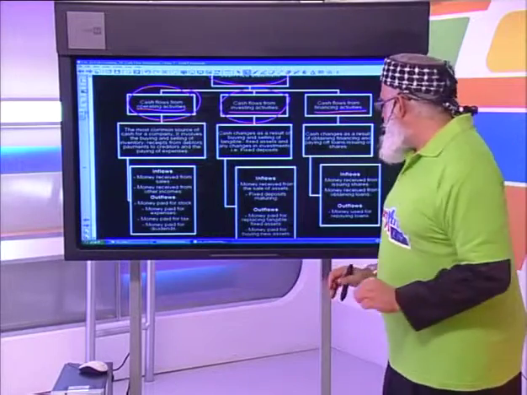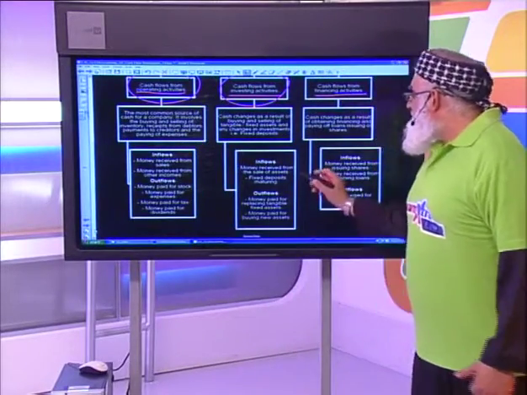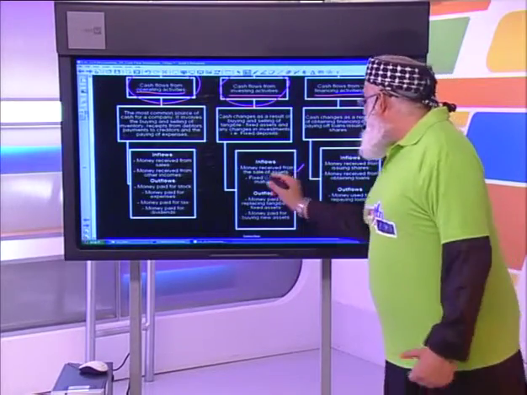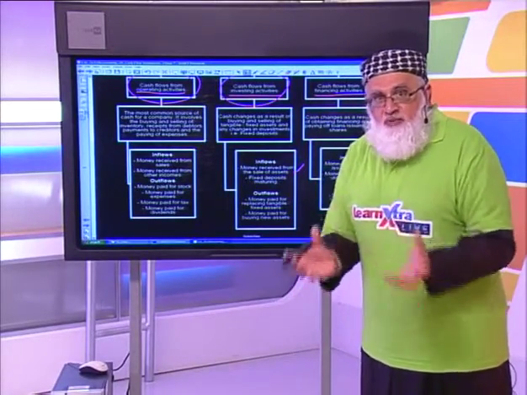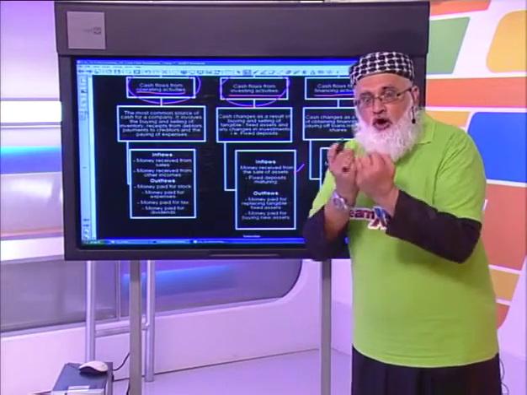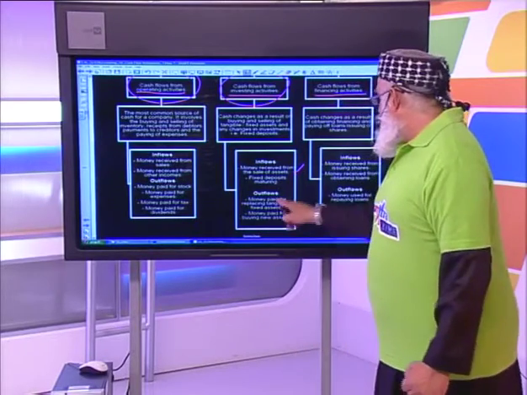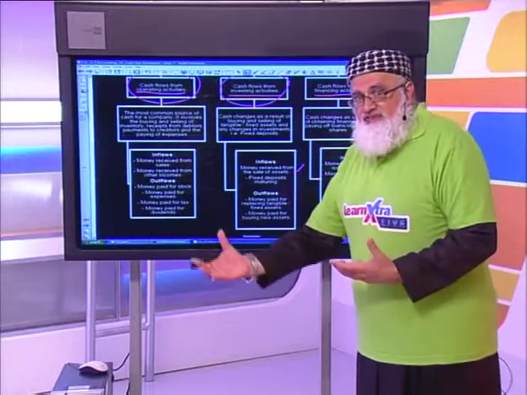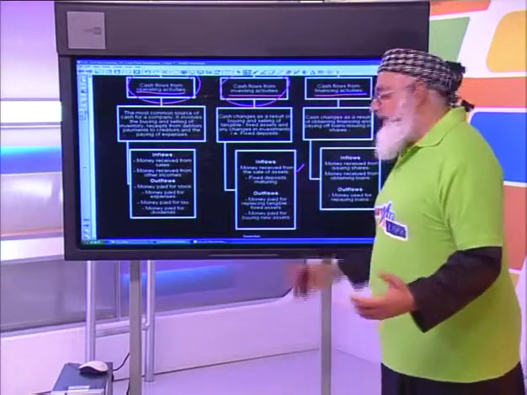So let's look at the possible inflows. What do we have here? We have monies received from the sale of assets, as well as any fixed deposits that are maturing. Remember, when a fixed deposit matures, we have an inflow of cash. What about my outflows? Money paid for replacing tangible or fixed assets. If I buy fixed assets, definitely money is going to leave my business. And money paid for buying new assets, obviously.